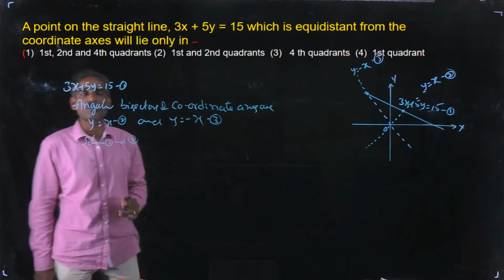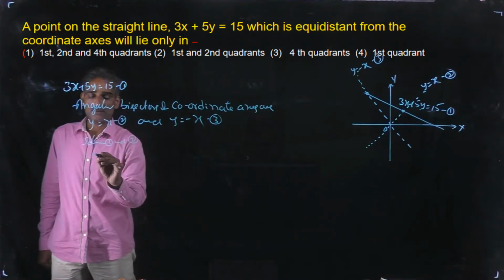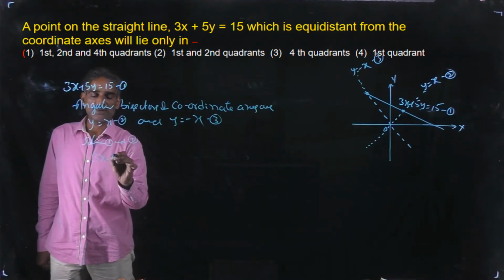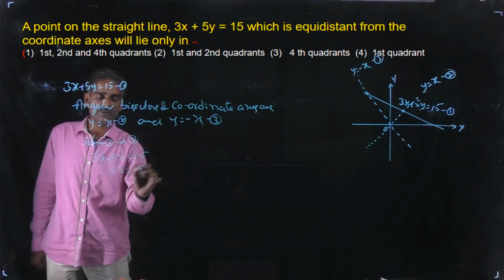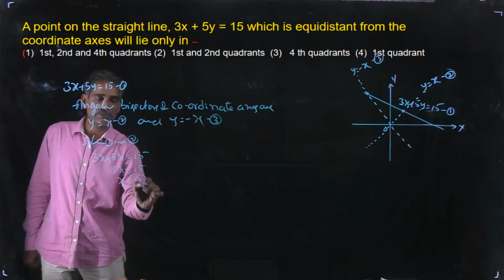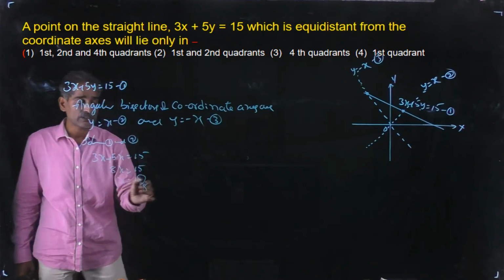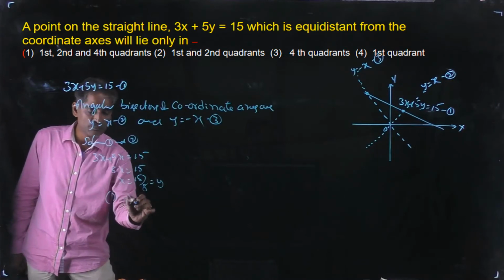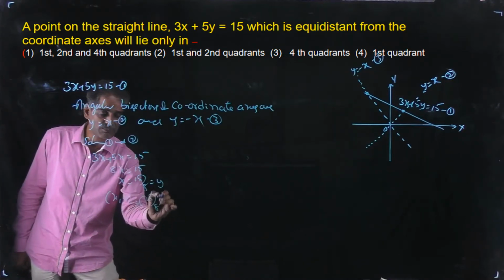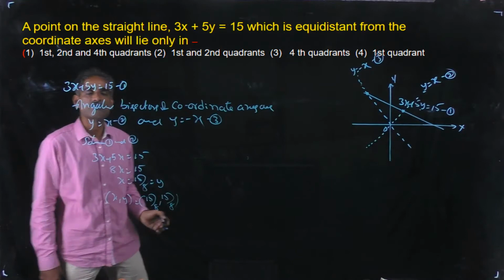Substitute y equal to x in equation 1. 3x plus 5x equal to 15. 8x is equal to 15. x equal to 15 by 8. x and y are equal, therefore y is also equal to this. Here the coordinates of the required point is 15 by 8 comma 15 by 8.